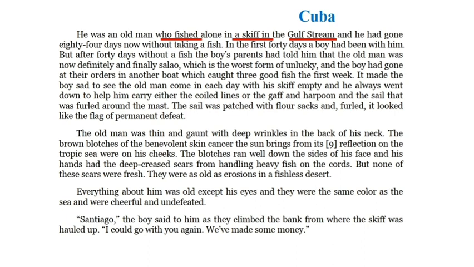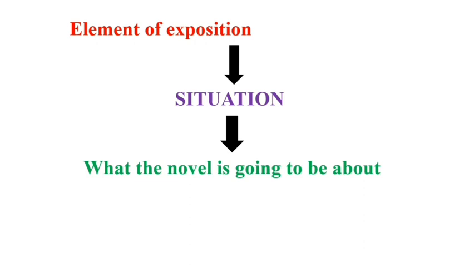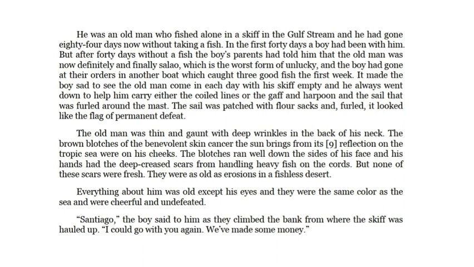Now, if you remember, what is situation? Situation is an element of exposition. And situation tells us what the novel is going to be about. And remember, exposition is usually found in the first paragraph or in the first two paragraphs of the story. So, part of the situation of the novel is that this old man who goes fishing alone could not catch a fish for 84 days so far.